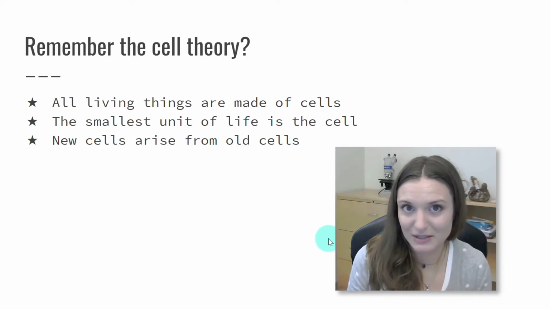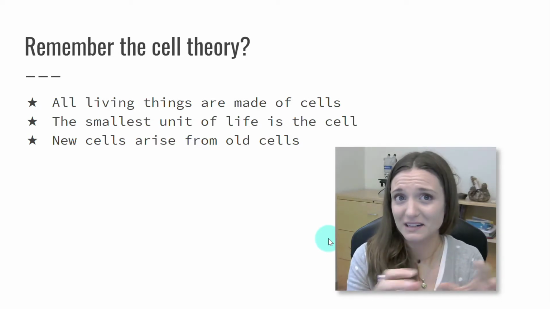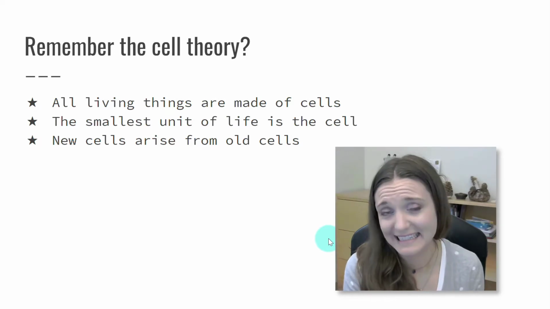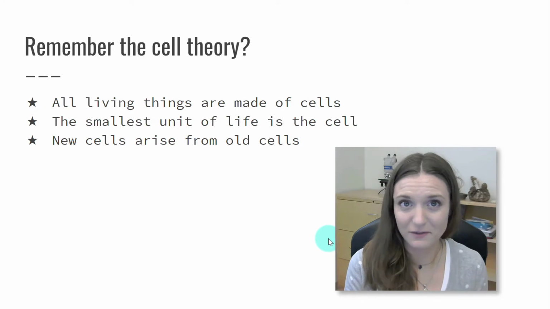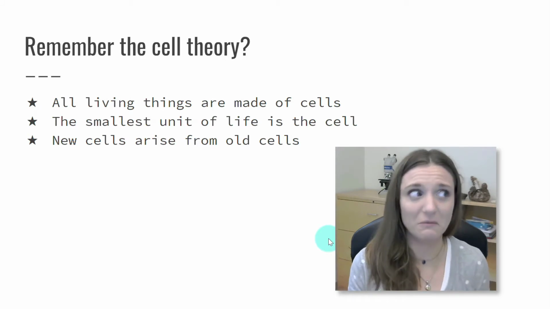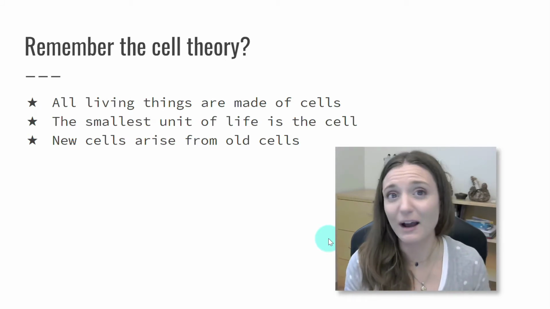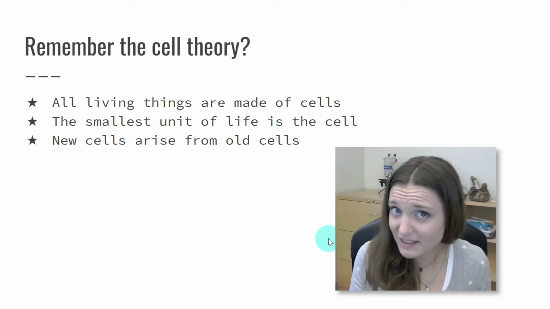So life does not just spontaneously pop into existence. New cells are basically the offspring of previously existing cells. Okay, so it's kind of our basis for this week: all living things are made out of cells. Now let's talk about what types of cells there are, how those cells are different from each other, and do different forms of life have different types of cells?